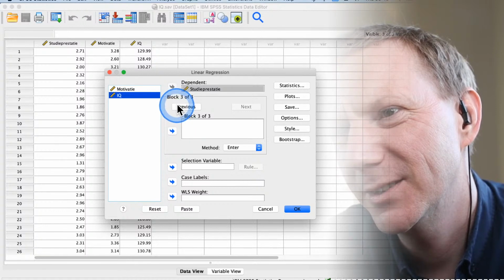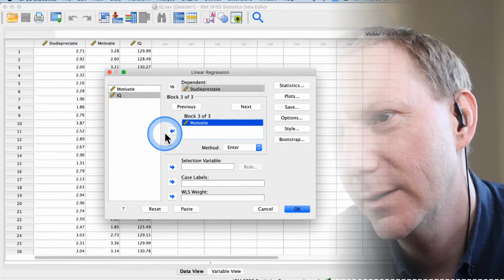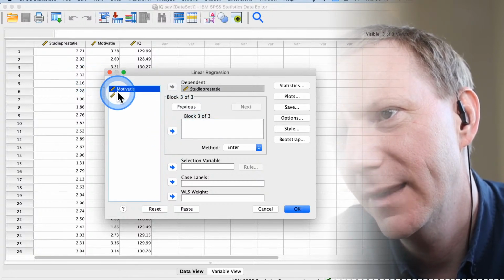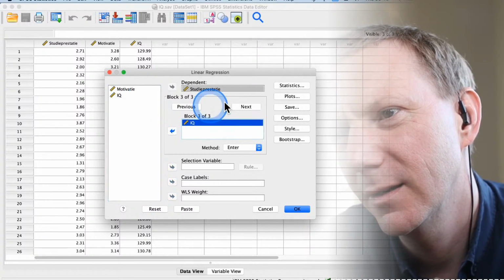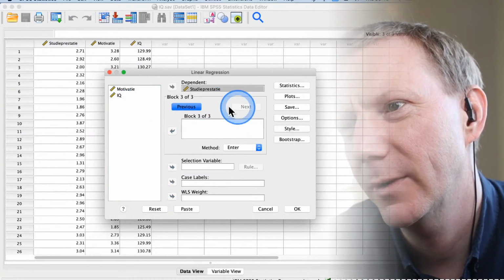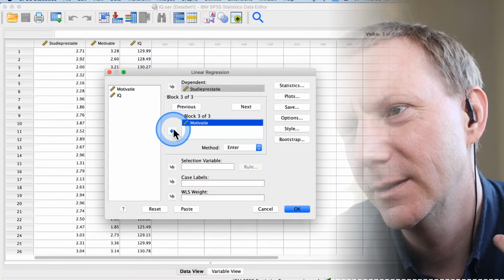Put IQ. So which one do you want in the first block? First IQ and then motivation, right? Because we looked already at IQ and then this one. Okay.